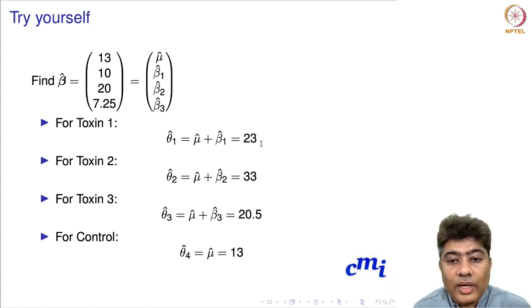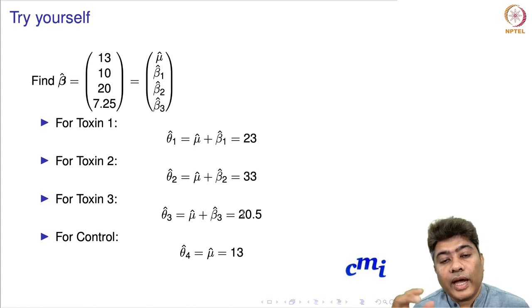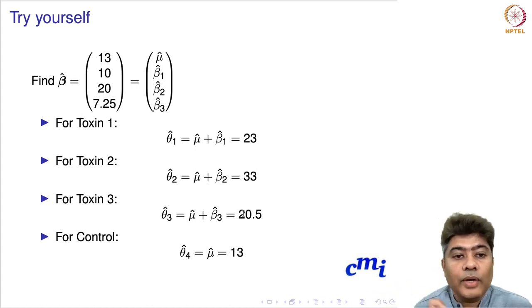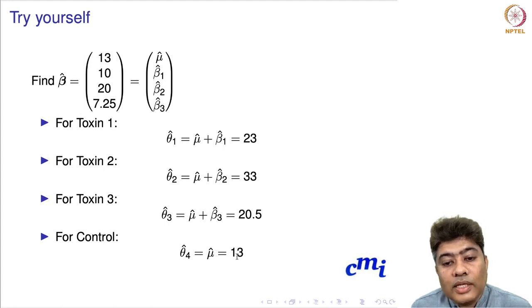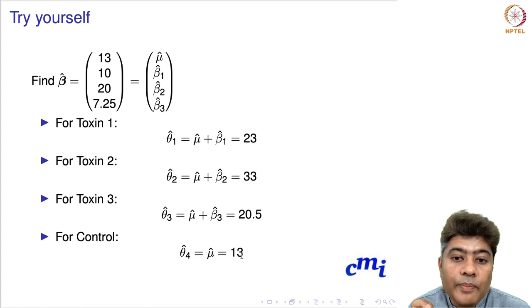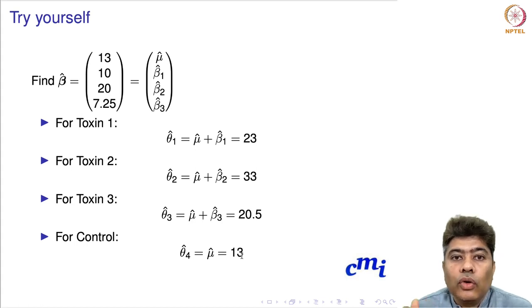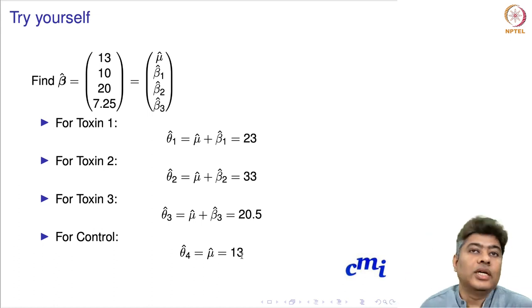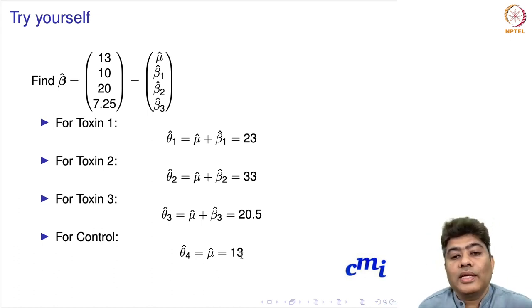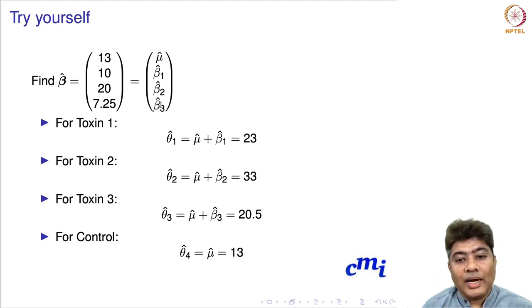You can see carefully that 23, 33 and 20.5 are actually the sample means, or group means, of those particular toxin groups. You can go and check it out. And for theta 4 hat, mu hat is 13, which is the sample mean of the control group. So mu hat essentially represents the control group, which we sacrificed, so we do not need a separate column for it. Mu hat is created as a baseline, and then beta 1 hat is the difference between the baseline and the toxin 1 group, beta 2 hat is the difference between the baseline and the toxin 2 group, and beta 3 hat is the difference between the baseline and the toxin 3 group.